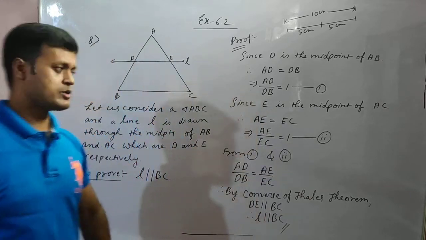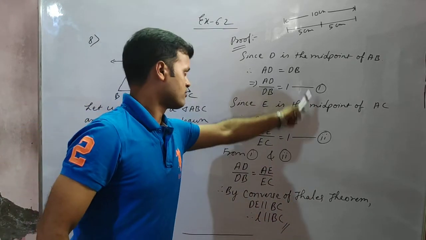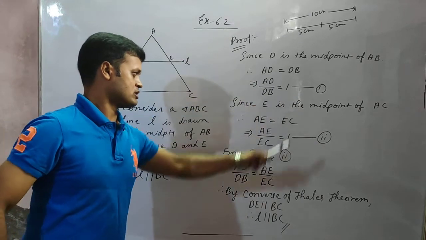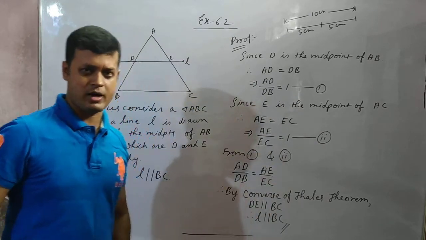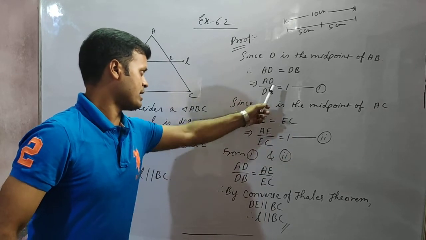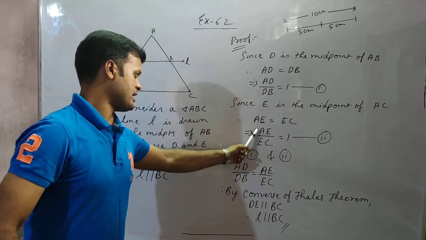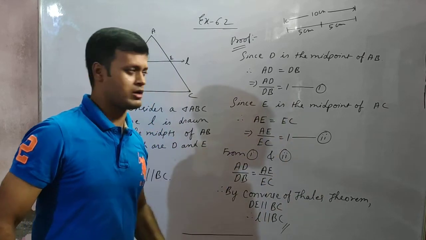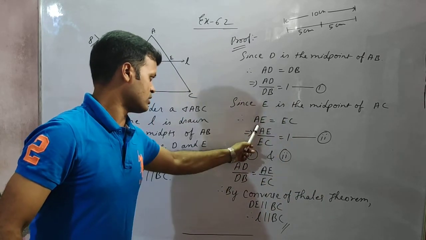1. Marking number 2. Now from 1 and 2, students, AD by DB is also equal to 1 and AE by EC is also equal to 1, isn't it? So 1 and 1 are equal, no? Therefore AD by DB is equal to AE by EC.